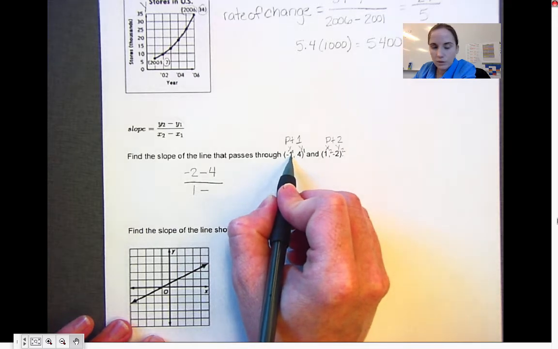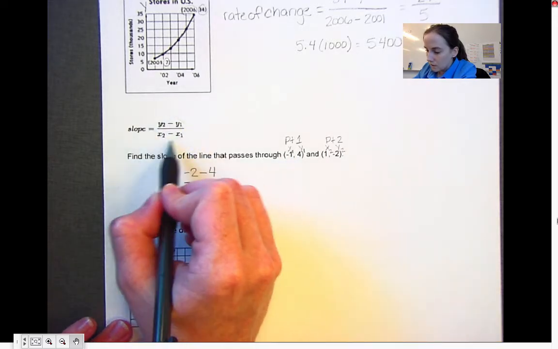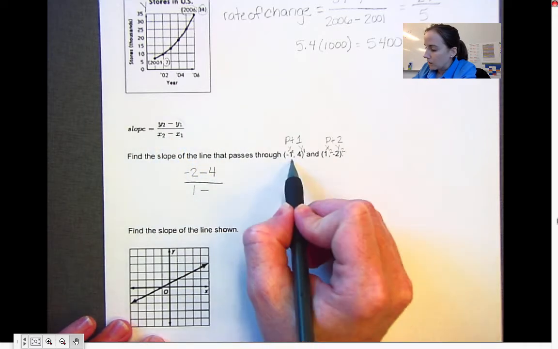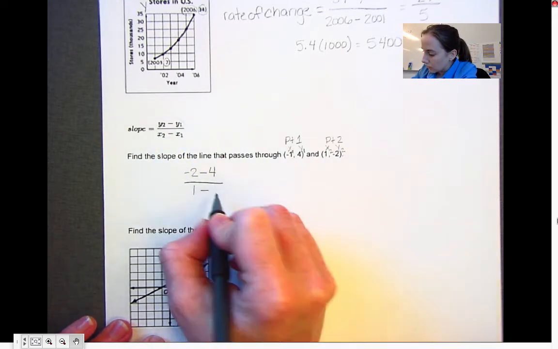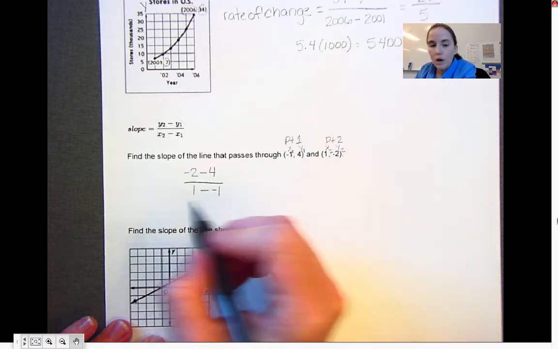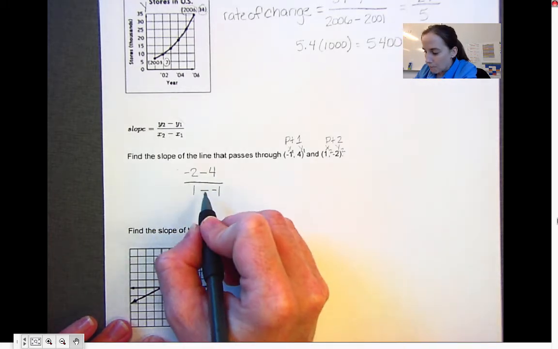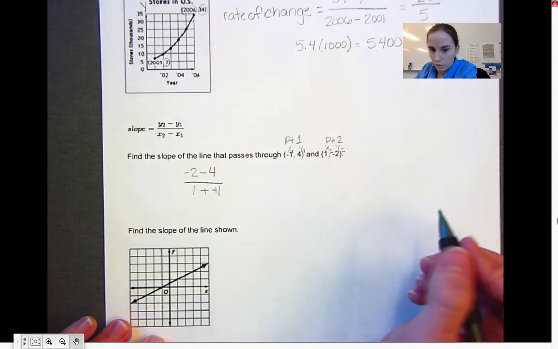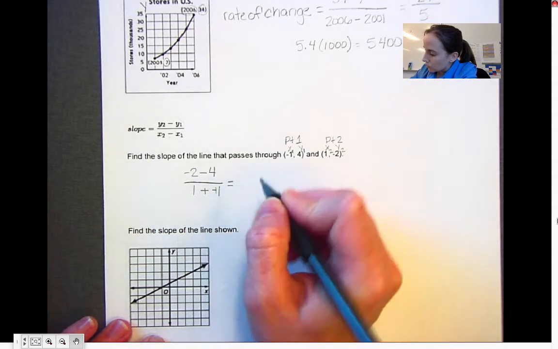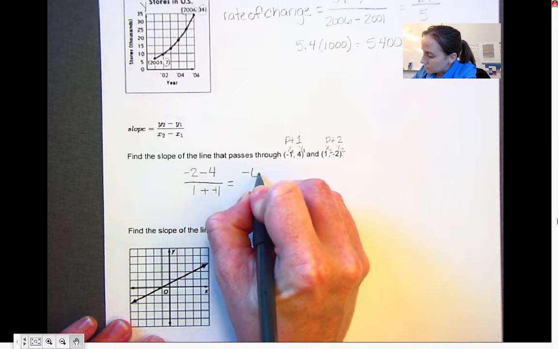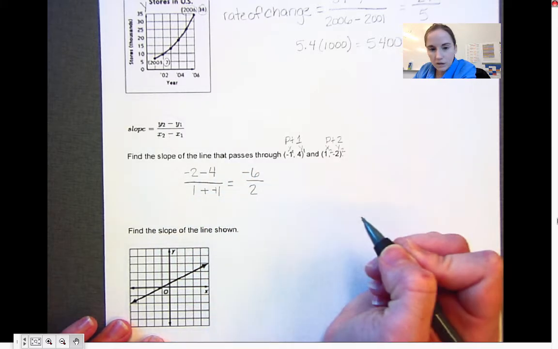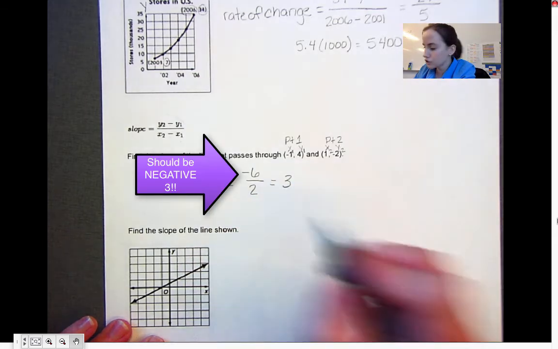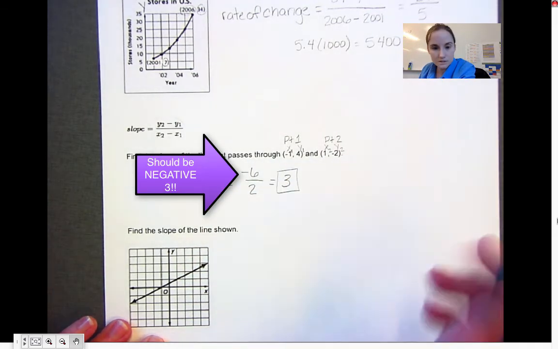This is where you need to be really careful. The problem itself says you need to subtract these two values. Because I have a negative value here, I still put the negative in there, but remember, 1 minus negative 1 creates 1 plus 1. So on top, we'll have negative 6 over 2, and we can simplify that to negative 3. So our slope for this problem is negative 3.